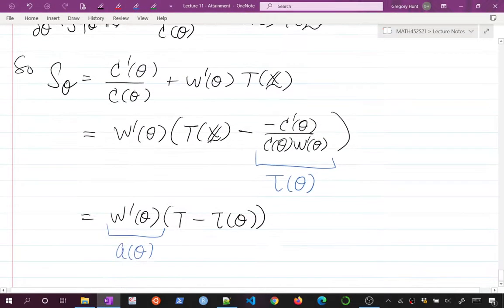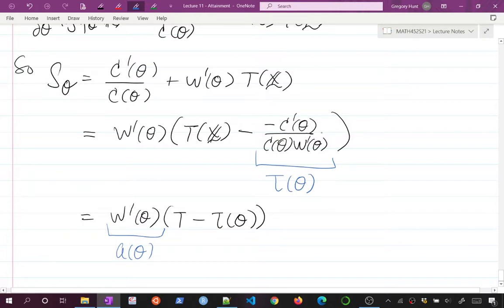Now, I may have gone sleight of hand here, maybe someone will call me on it, where I call this thing tau of theta. Now, I could just name this kind of mess of c's and primes and negatives and thetas and w's and primes.